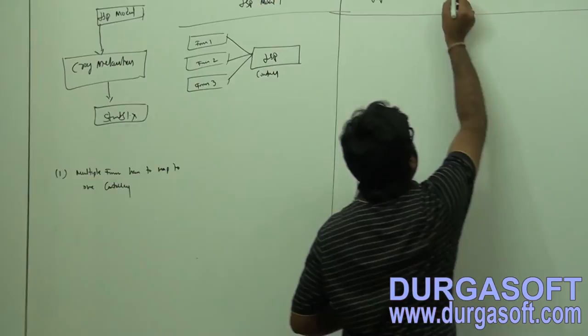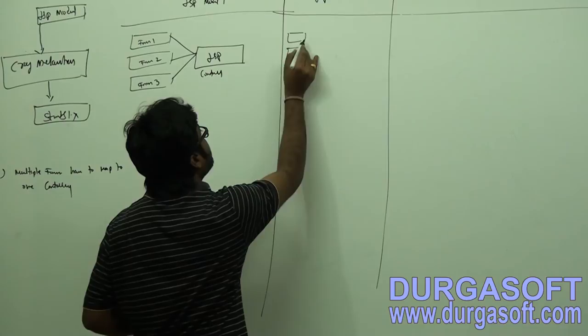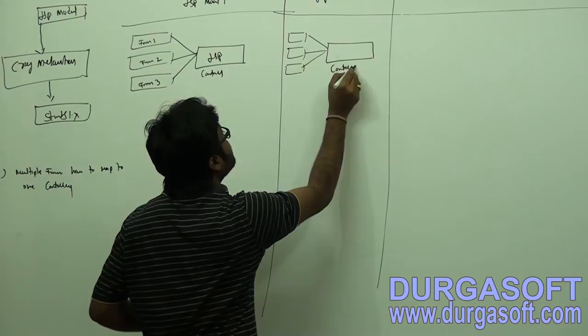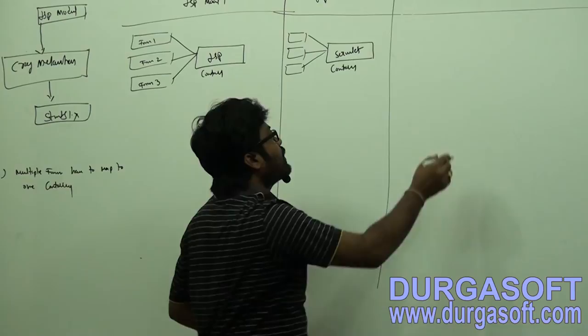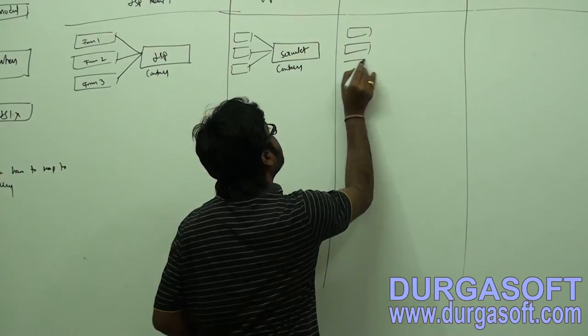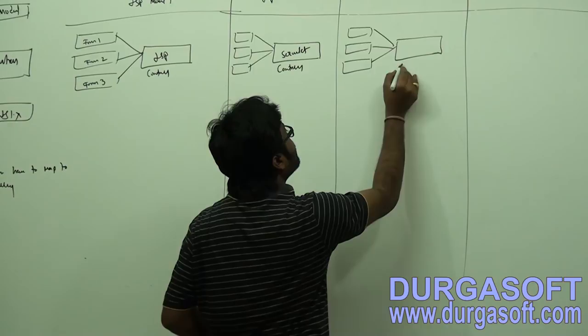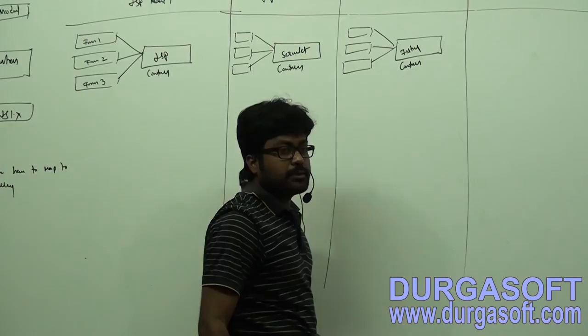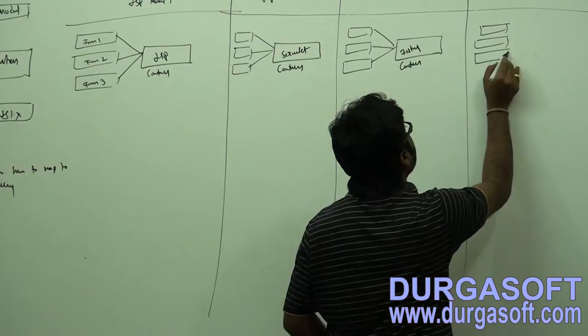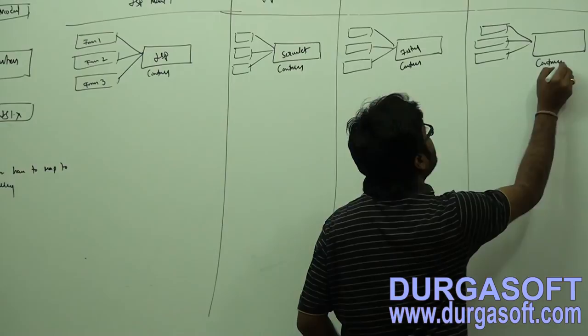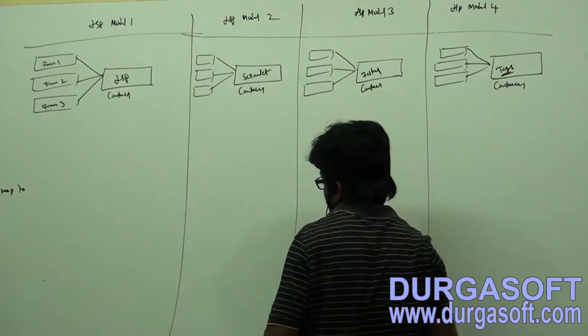And coming to JSP model 2, multiple input forms you have to map to only one single controller. Under this controller part you have to use a servlet. As per JSP model 3, your multiple forms requests you need to map to a controller. Under the controller, you have to go through a filter. And in case of JSP model 4, multiple forms we have to map to a controller, and as a controller here, we have to go through tags, either custom tags or any predefined tags. By using the tags, we have to design your controller.